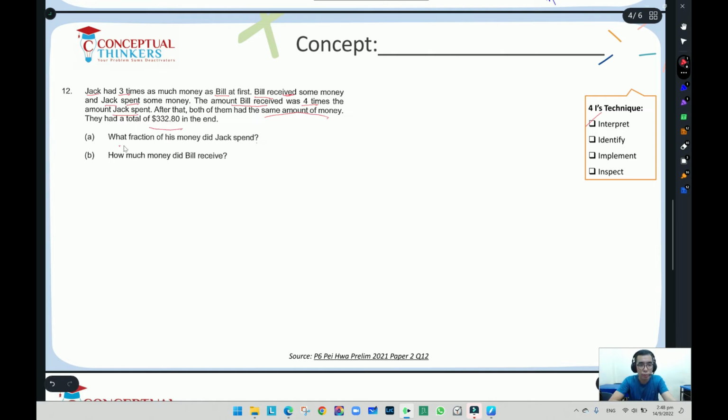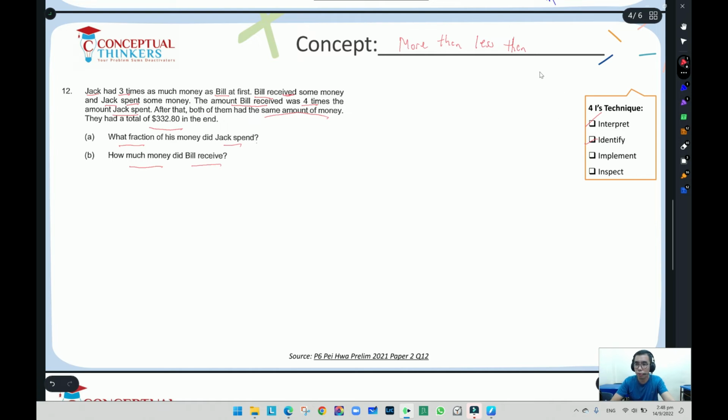So for part A, we need to find out what is the fraction of his money spent by Jack. Then part B, we need to know how much money did Bill receive. So the concept of this will be more than less than. Now the reason why I put as more than less than because they actually mentioned 3 times, 4 times, and equal amount. So what we can do is we can actually use our model drawing to actually show the visual explanation of all the movement in this question.